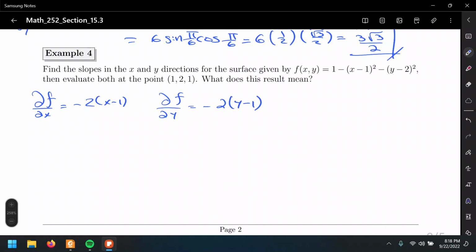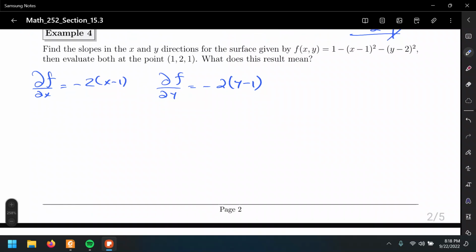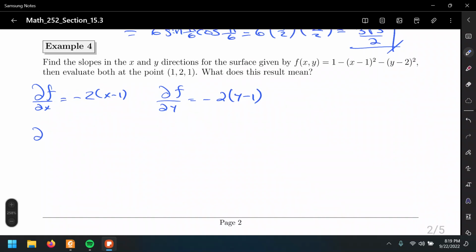Alright, so we have the derivatives. Let's evaluate these at the given points. Wait a minute, what did I do wrong? It's y minus 2, because you copy the y minus 2 from the original, you differentiated it. Yeah, y minus 2. That's true. Never mind. Y minus 2. Thank you.